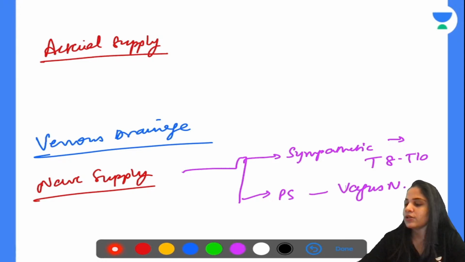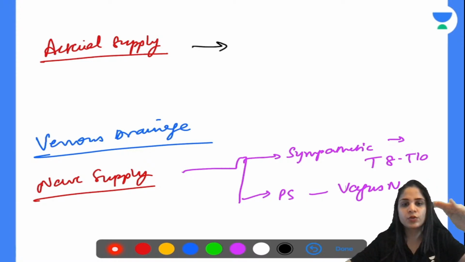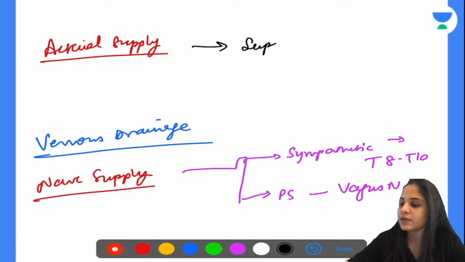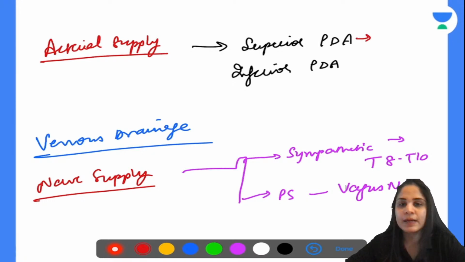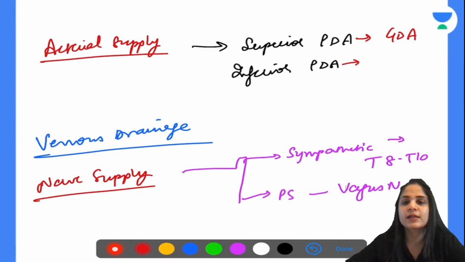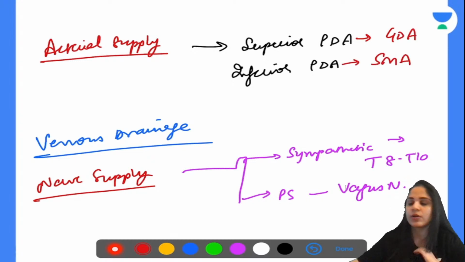All right. Now, in your arterial supply, the upper part of the duodenum, or the starting parts of the duodenum, is supplied by the superior pancreatico-duodenal artery, and the lower parts are supplied by the inferior pancreatico-duodenal artery. Now, why have I written them separately? Because they arise from different arteries. The superior pancreatico-duodenal artery arises from the gastroduodenal artery, and the inferior pancreatico-duodenal arises from the SMA.